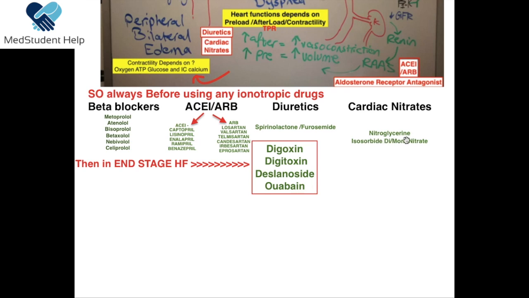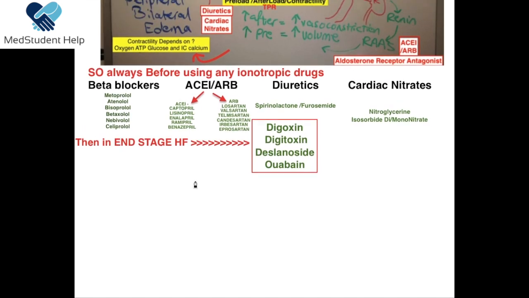So the patient develops sudden chest pain, give nitroglycerin beneath the tongue, right? It is a spray beneath the tongue. And we may apply it as a transdermal patch too. The other choice would be the isosorbide dinitrate or mononitrate.